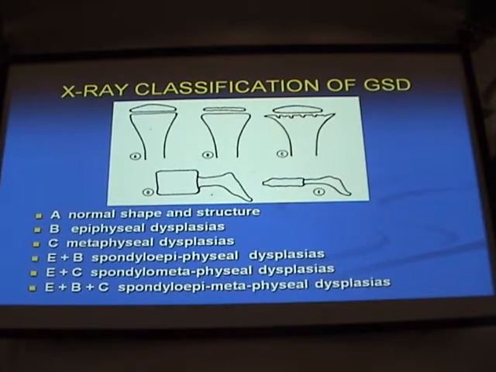As I mentioned, X-ray classification is the basis for diagnosis. We recognize normal shape and structure of epiphyses and metaphyses and of vertebral bodies. And on the other hand, we recognize so-called epiphyseal dysplasias, metaphyseal dysplasias, and then combinations. These are spondyloepiphyseal dysplasias and spondylometaphyseal dysplasias, and most severe are spondyloepimetaphyseal dysplasias.